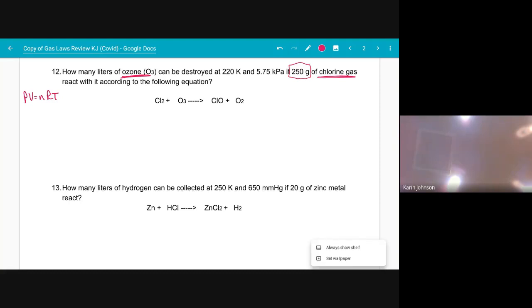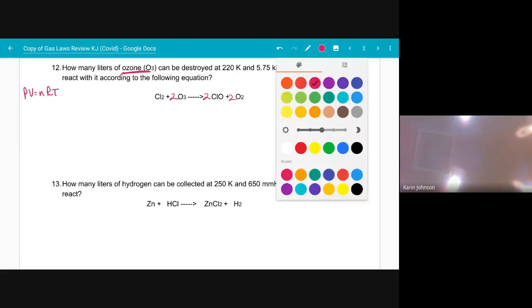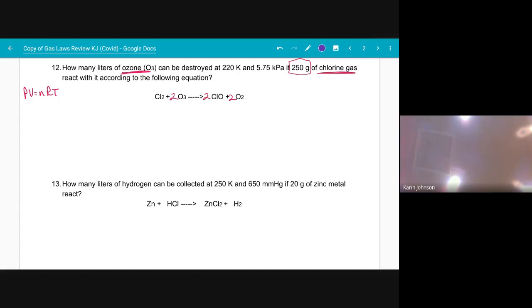Right away, I see that I have 3 oxygens on the left, 3 oxygens on the right. But I have 2 chlorines on the left. So I'm going to balance this by putting a 2 here and a 2 there and see if that worked. I now have 6 oxygens on one side and 4 on the other. Nope, that didn't work. So now I need to add 1 more 2 right here. And now it looks like it's totally balanced. I have the same on the left and the same on the right. Now this is a problem that would be worth more than 1 point because it's a 2 or 3 step problem.